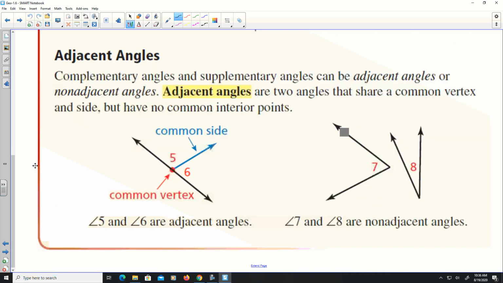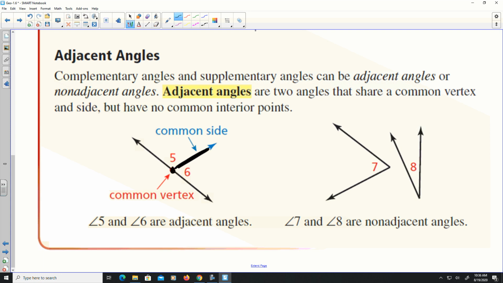This angle relationship does need a specific pairing of vertexes. Complementary angles and supplementary angles can be adjacent angles or non-adjacent angles. Adjacent angles are two angles that share a common vertex and side. If you look here, here's our common side, here's our common vertex. We can say that they are adjacent angles, angle 5 and angle 6.